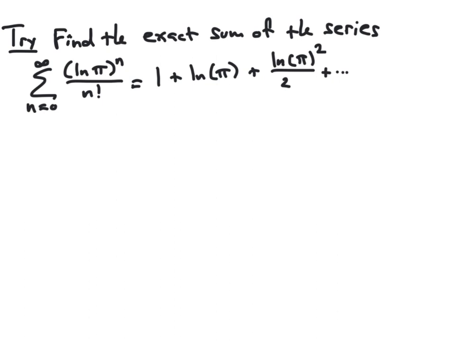If you'd like to try a similar example, pause the video and find the exact sum of the series n equals 0 to infinity of natural log of pi to the nth power over n factorial. You can resume the video in a few seconds and see the full solution.